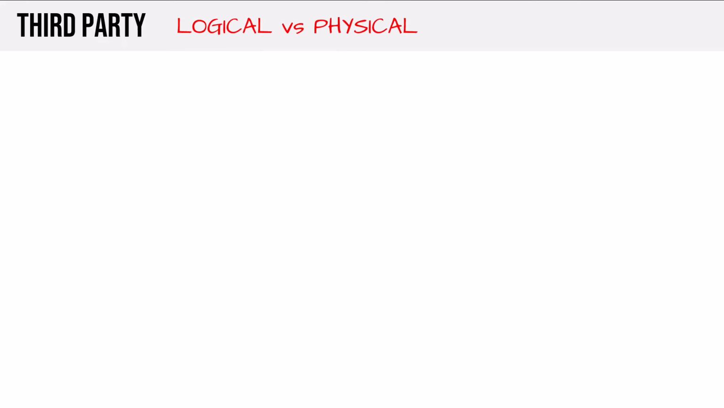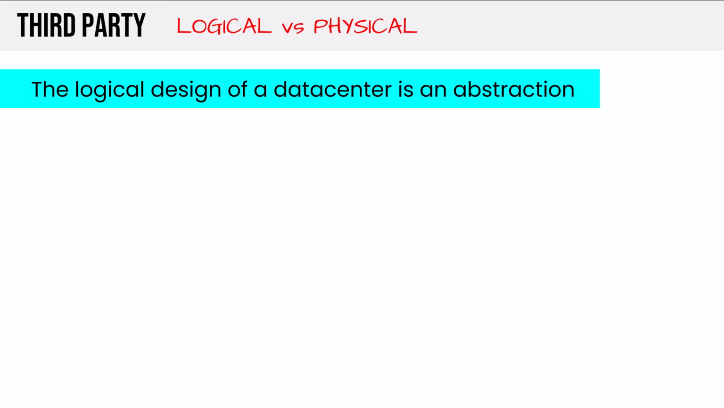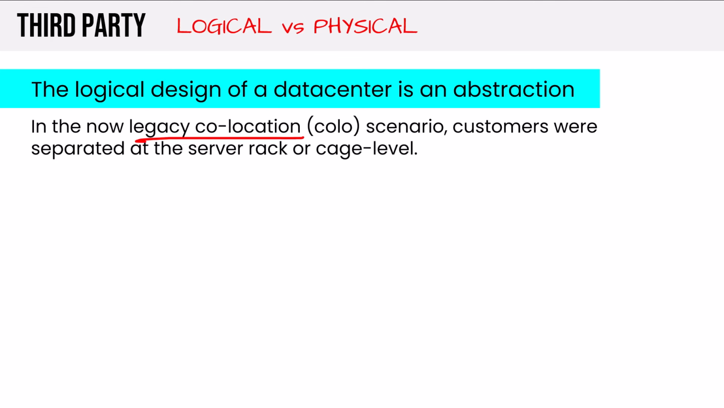a cloud service provider is a third party vendor. And we're really dealing with the logical design of a data center. It's an abstraction. We're not so much worried about physical servers. If we look back at the now legacy colo scenario or colocation, customers were separated at the server level or the cage level. If you've never seen a colo scenario, a cage would typically house multiple servers for a customer, and it would be a locked cage.